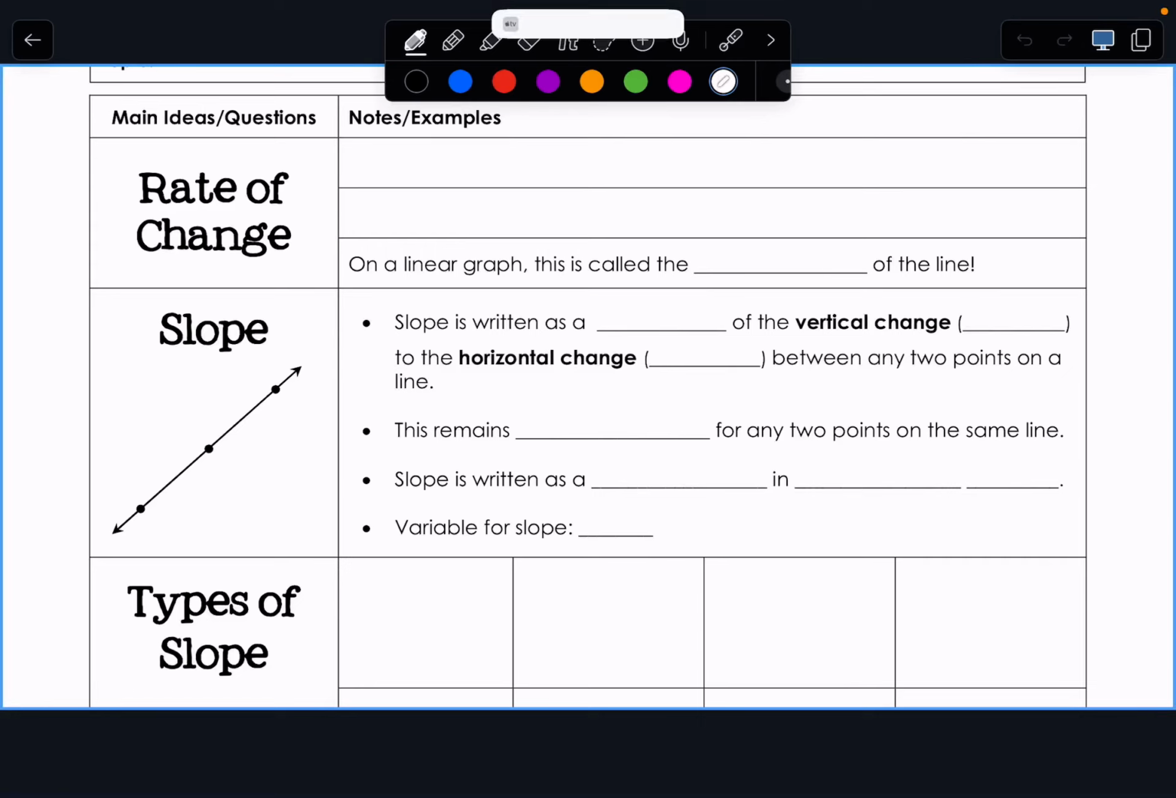Had you look at in our warm-up, I had you look at the line, and I gave you the answer to what's called the slope. The slope of our line is what is called the rate of change.